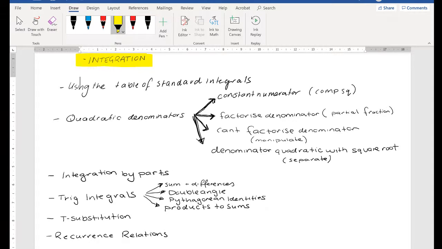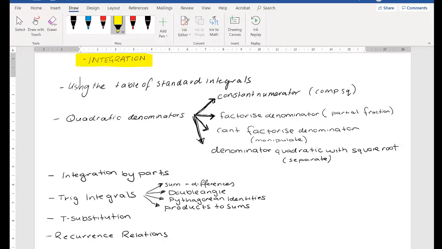was a table of standard integrals. I think they're your most basic, just the ones where you can easily manipulate it and sub it into a certain formula, you could say, that's given to you on your table of standard integrals. Next, you have your quadratic denominator questions, and there's a number of options that could happen.